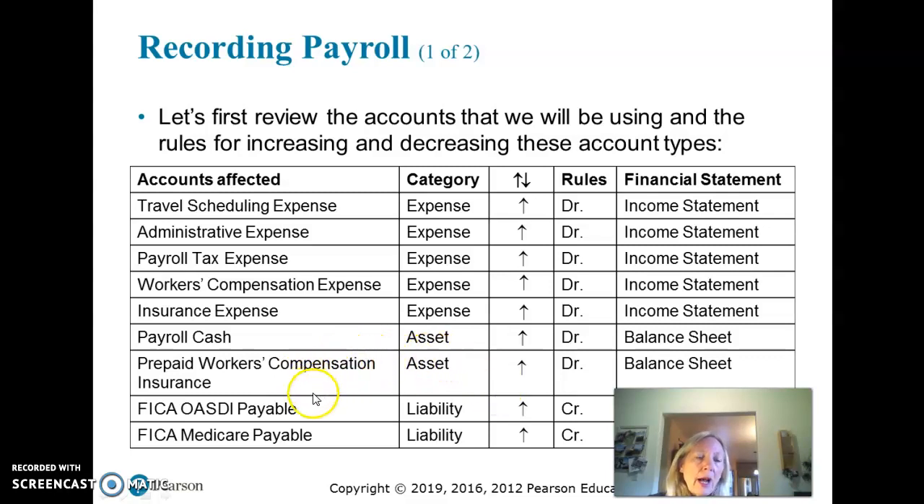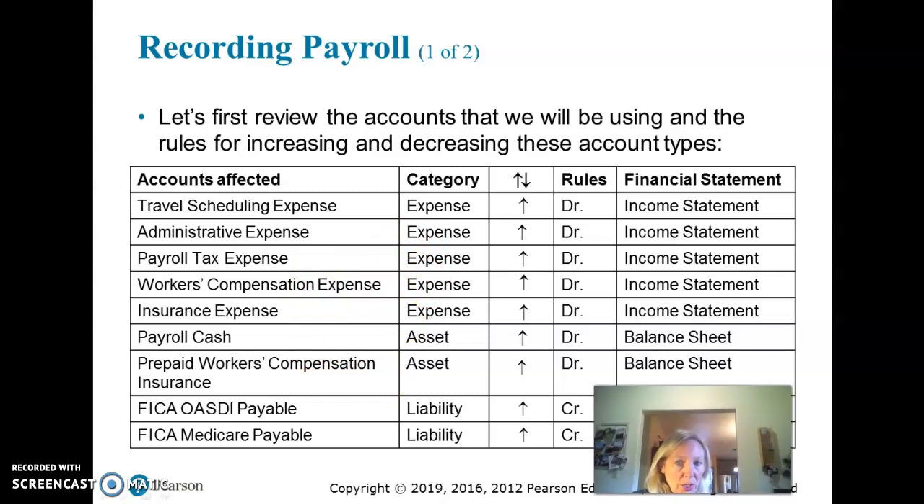And then remember, OASDI and Medicare is matched by the employer, and it's taken also out of the employee's paycheck. So it's one account. Both of those go in there because that amount is then going to be paid to the Social Security Administration, right? So it's payable. It said tax payable. So a payable would show up where? Do you remember? You better at this point. It's going to show up on the balance sheet.